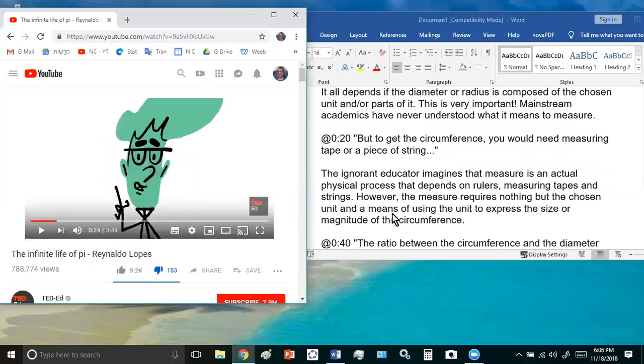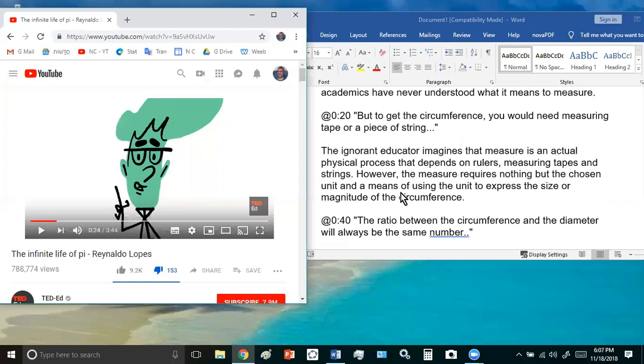The ignorant educator imagines that measure is an actual physical process that depends on rulers, measuring tapes, and strings. However, the measure requires nothing but the chosen unit and at that an abstraction of the unit, okay? All numbers are abstract. It requires nothing but the chosen unit and a means of using the unit to express the size or magnitude of the circumference. So you don't need a ruler or a measuring tape or a string.